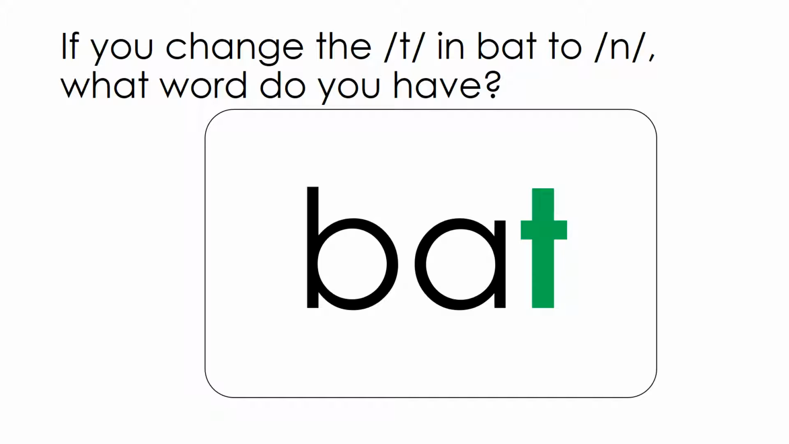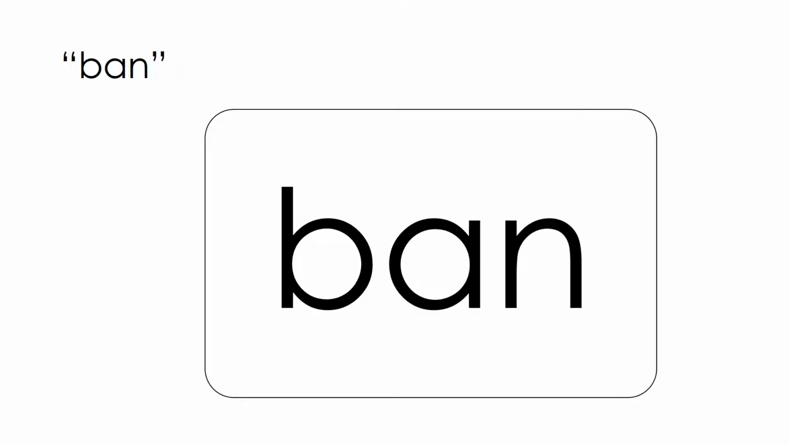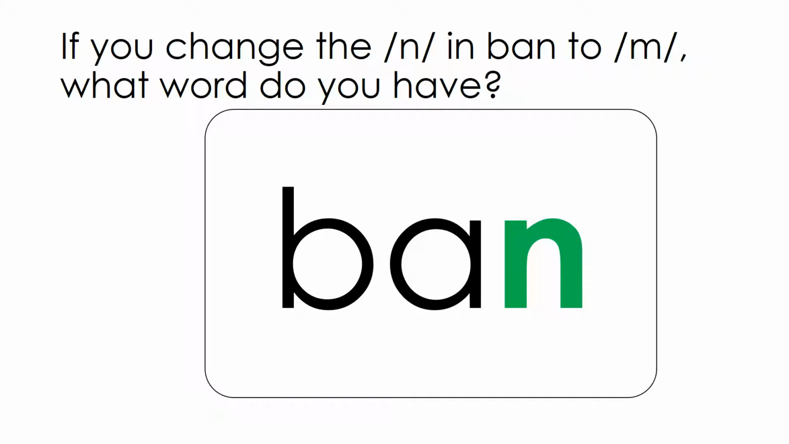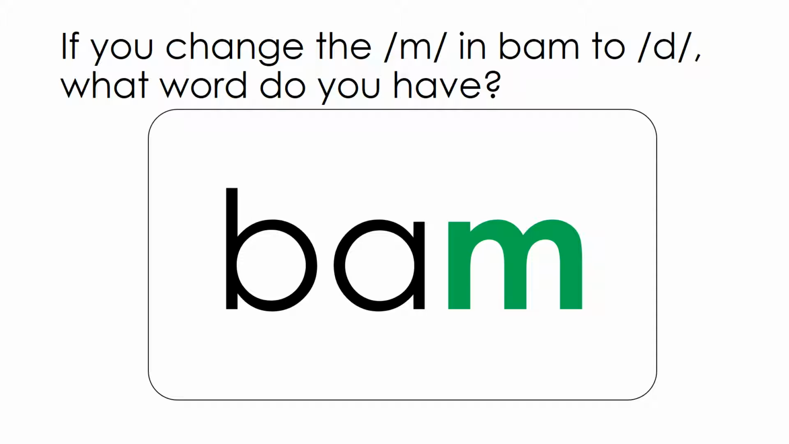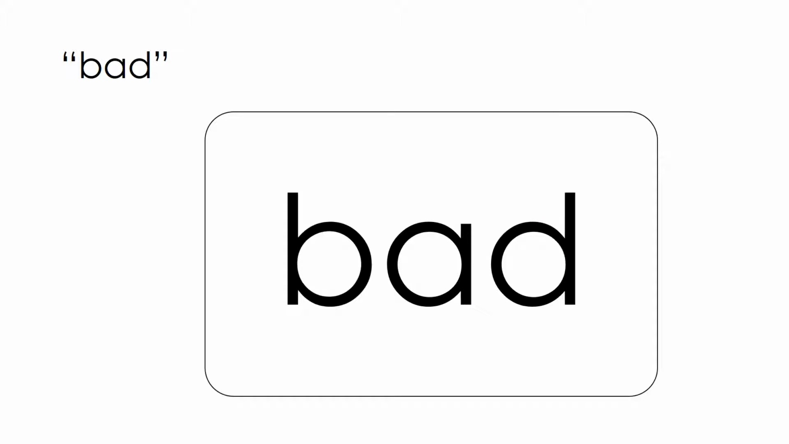If you change the T in bat to N, what word do you have? Ban. If you change the N in ban to M, what word do you have? Bam. If you change the M in bam to D, what word do you have? Bad.